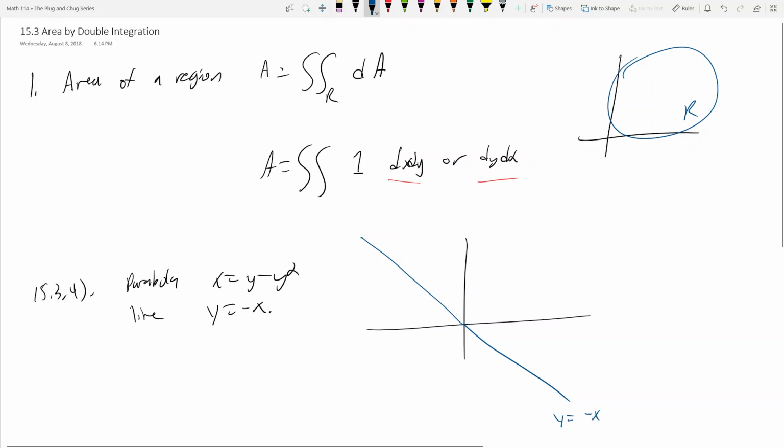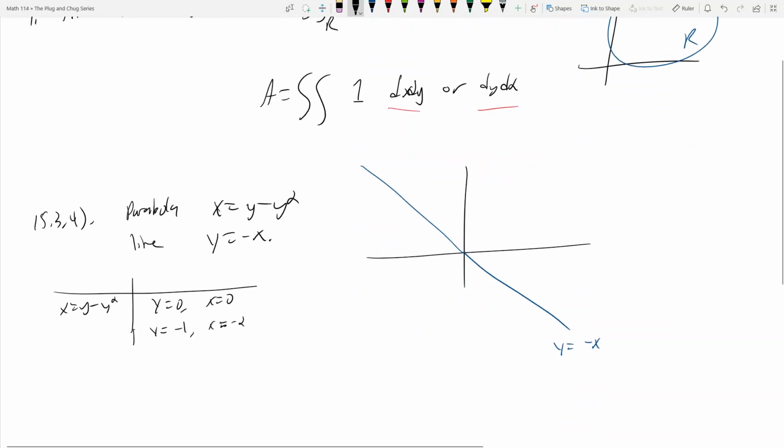And now you've got x equals y minus y squared. What does that look like? Here you just want to plug in points. If y is 0, x is 0. If y is equal to negative 1, x is equal to negative 2. If y is equal to positive 1, x is 0. And if y is 2, x is negative 2.